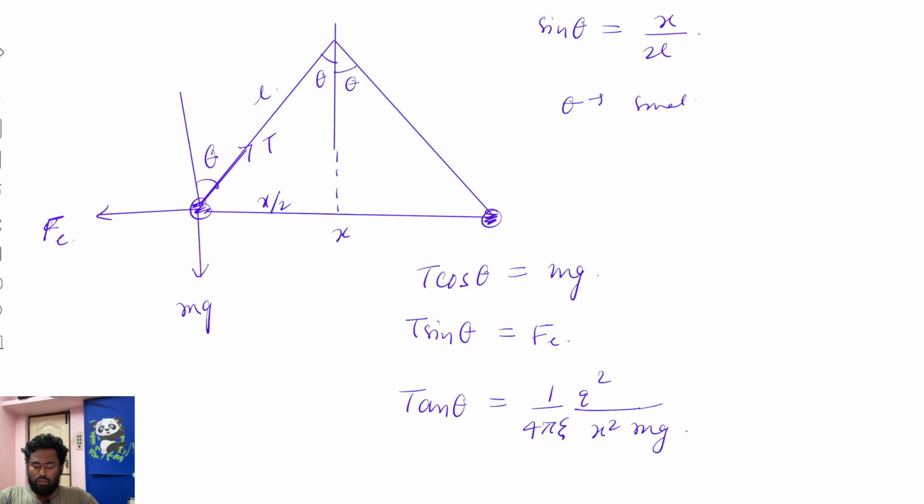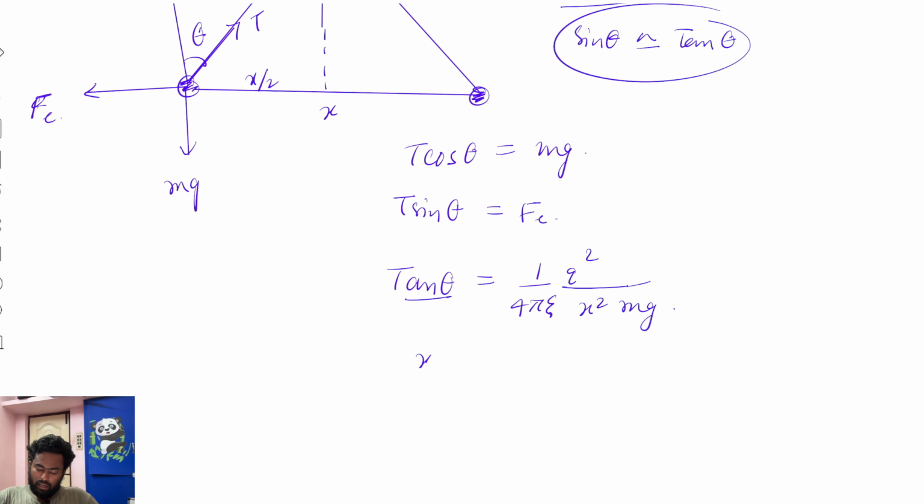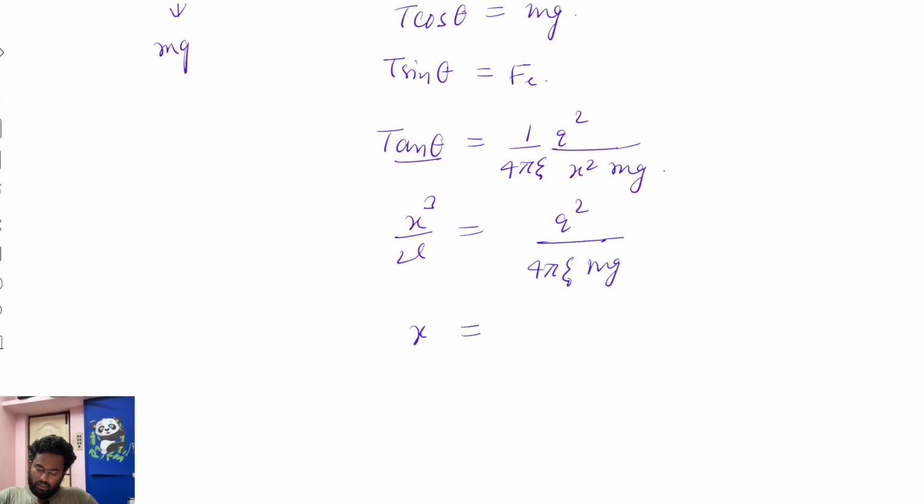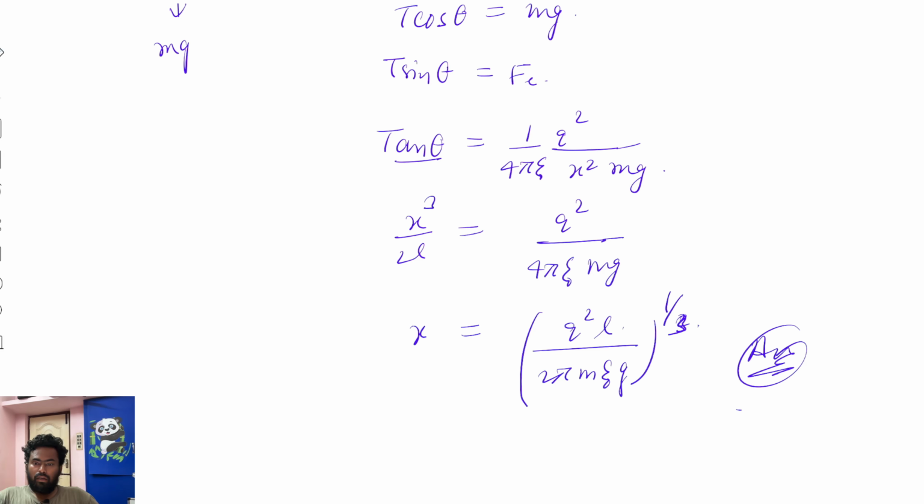So when theta is small, tan theta will approximately be equal to sin theta. So instead of tan theta, what can I write? x by 2L equals q square upon 4 pi epsilon naught x square mg. This side it will become x cube. So what will be the value of x? x equals q square L upon 2 pi m epsilon naught g, whole power 1 by 3. So this is our answer for this problem. Okay.